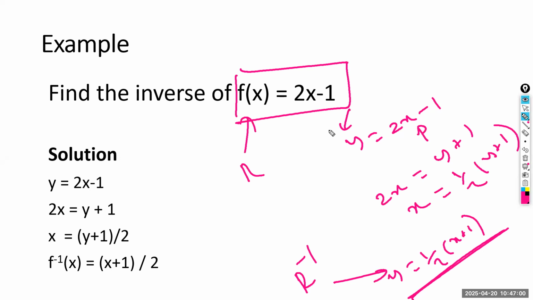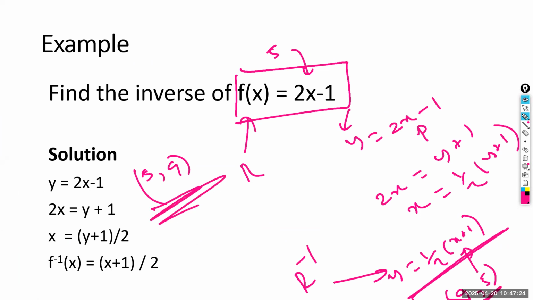Remember, the inverse will do the opposite. If you put 5 here, it will be 5 times 2, 10, 10 minus 1, 9. Now for this one, if I put in 9, I must get 5, if this is the inverse. If I substitute 9 here, 9 plus 1 is 10, 10 divided by 2 is 5. Yes, 9, 5. So when there's 5, 9 here, there's 9, 5 here, because this is the inverse. Okay, simple as that.